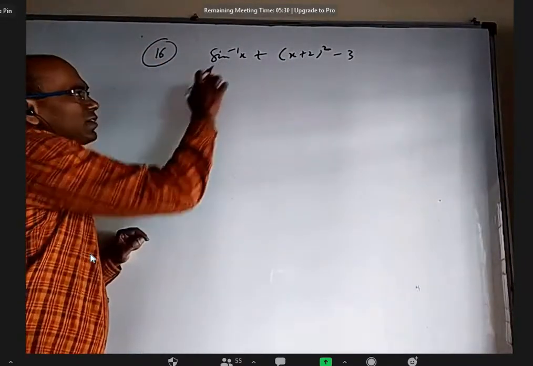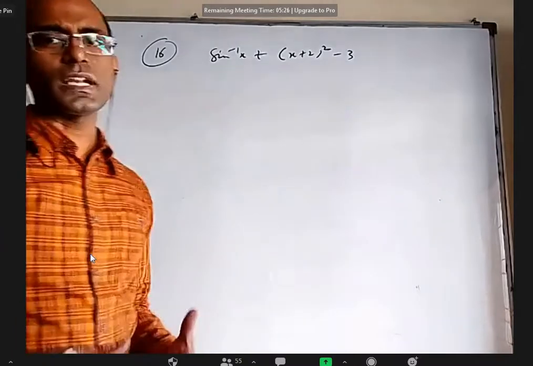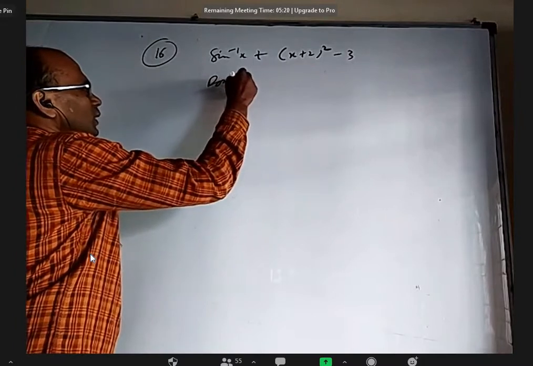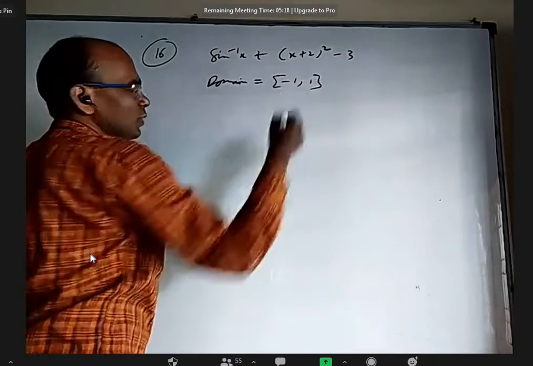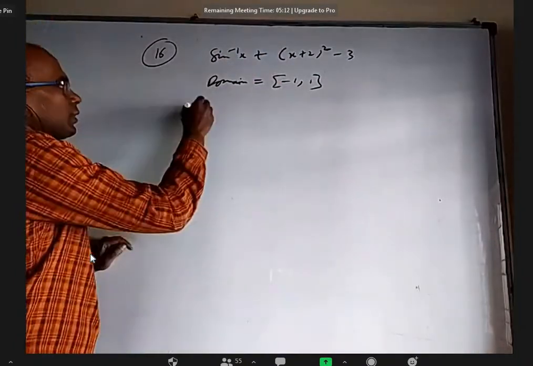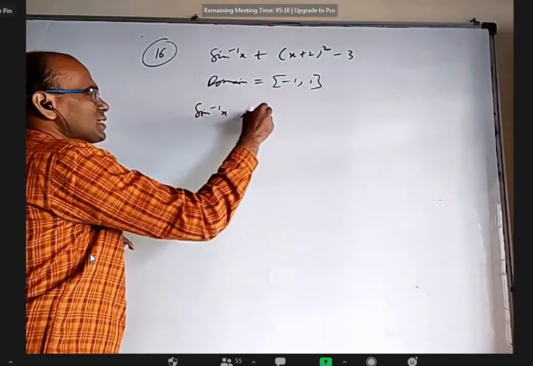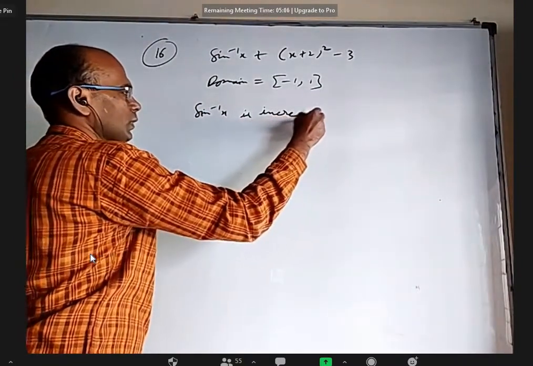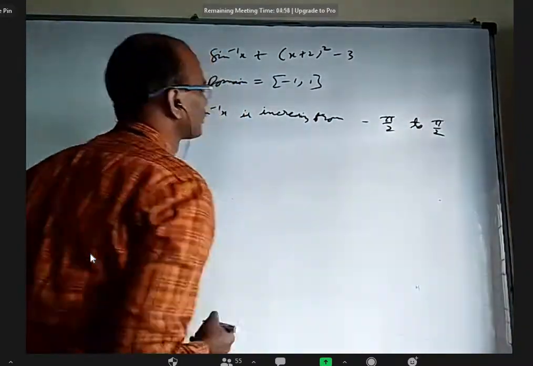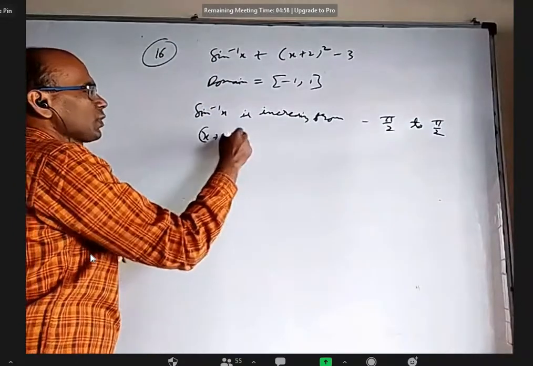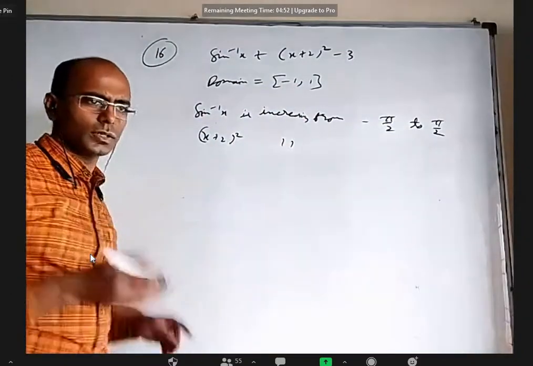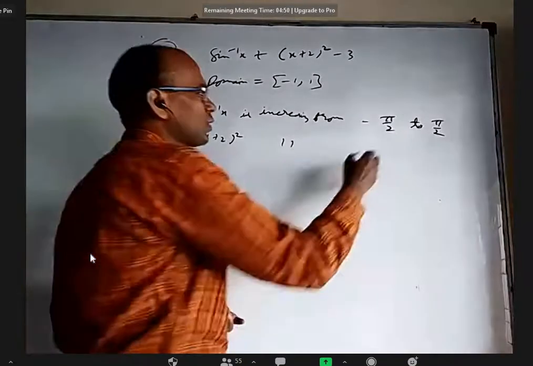First of all, whenever you are finding the range, I always said first find the domain. Because sin inverse x is there, the domain is the closed interval -1 to 1. In the closed interval -1 to 1, sin inverse x is an increasing function, from -pi/2 to pi/2. And (x plus 2) whole square is also increasing because when x is between -1 to 1, x plus 2 is between 1 to 3. You take any number between 1 to 3, square it, it will increase from 1 to 9.